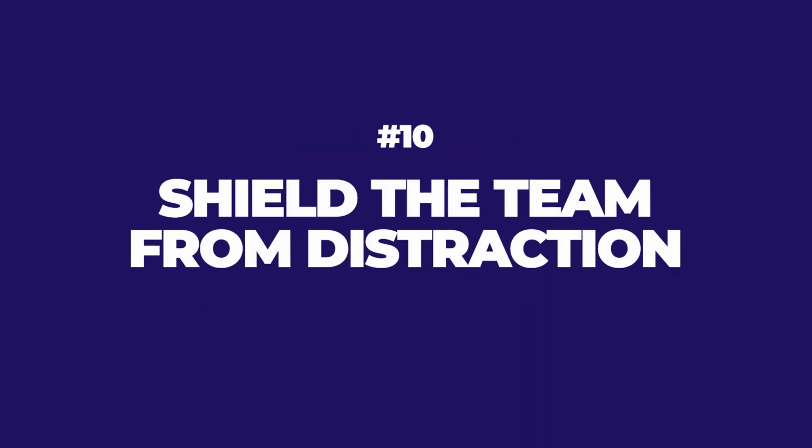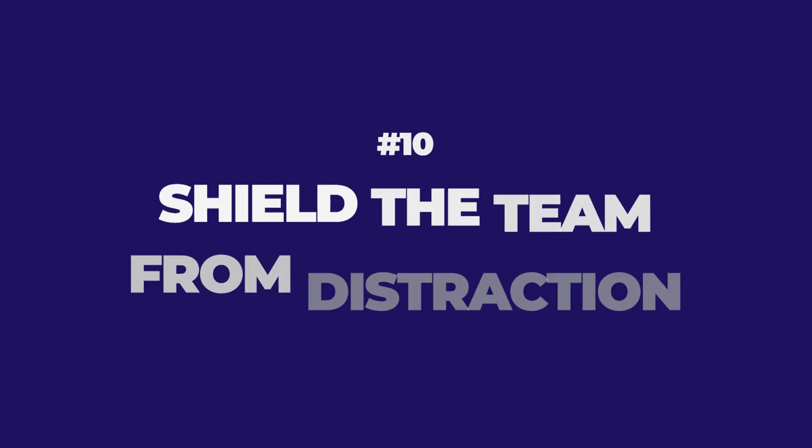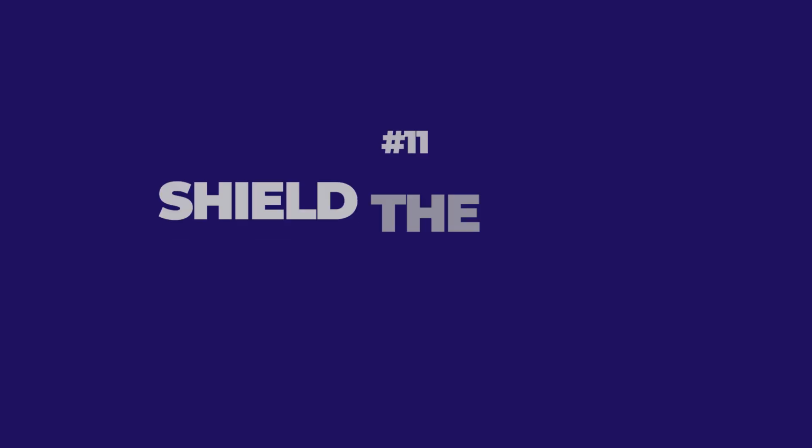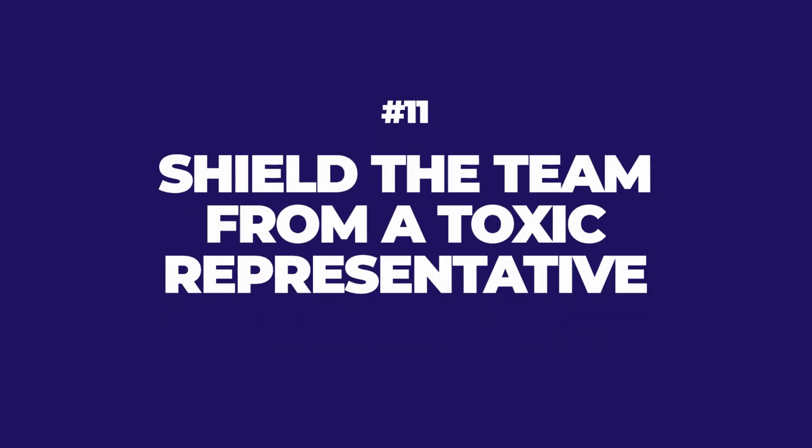Number 10, when you do that, try to shield the team from distraction. If you're the superintendent or the PM, shield your team that's doing the right thing from the negativity, the toxicity, and the distraction of that owner. 11, if you have an owner's rep that is toxic, shield the project team contractually and from a proximity and relationship standpoint from that toxic owner's rep. And again, have that right person really manage that relationship.